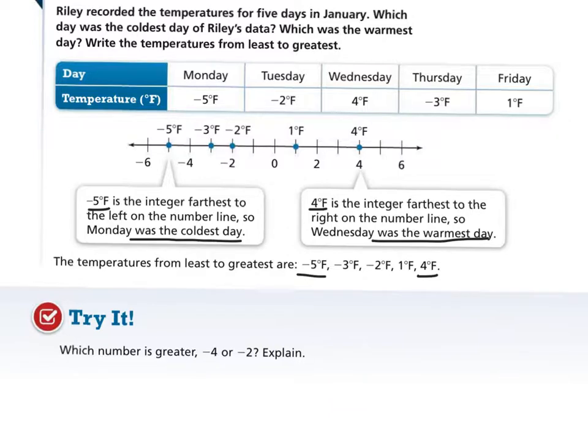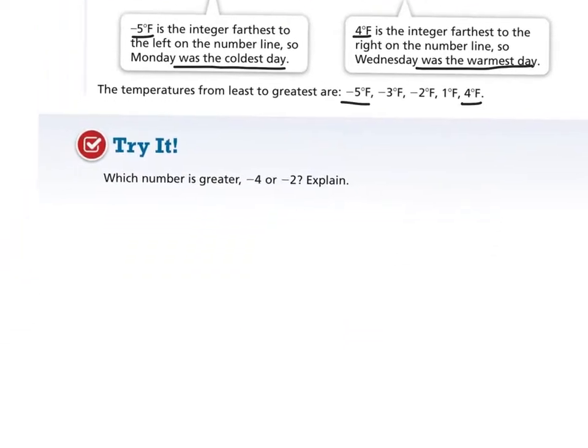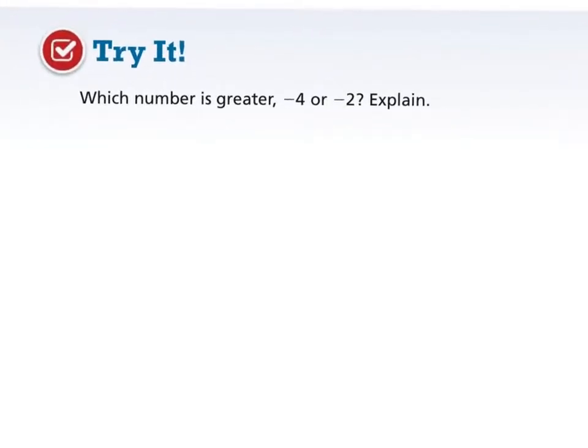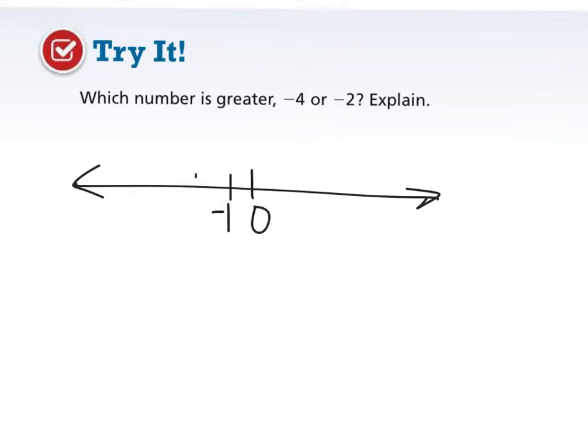So if we look at the try it, which number is greater, -4 or -2? And again, especially when you're getting started on these, you may want to think of drawing a number line out. So there's 0. And then when we go into the negatives, we got -1, -2, -3, -4. I could keep going, but I've got the numbers that I need. So here's -2, here's -4. So -2 actually is the greater number here.